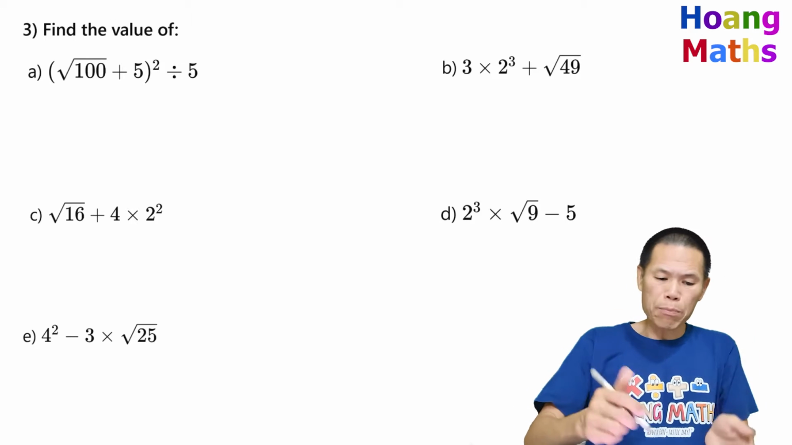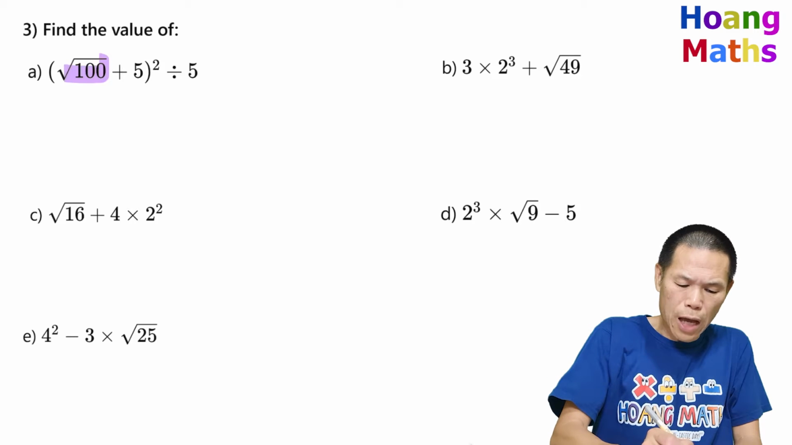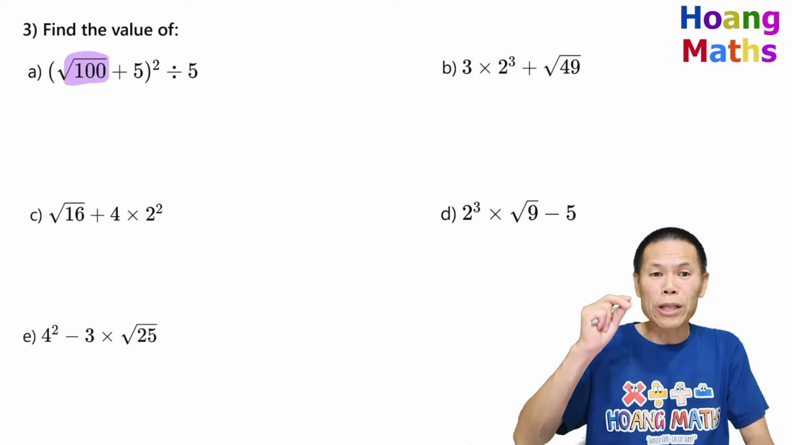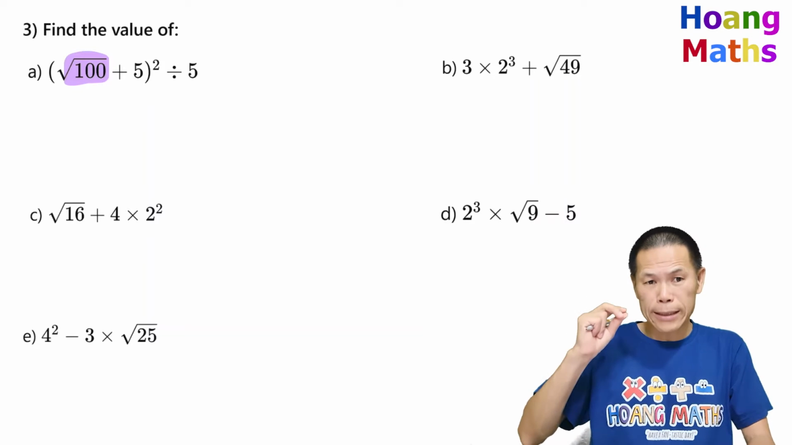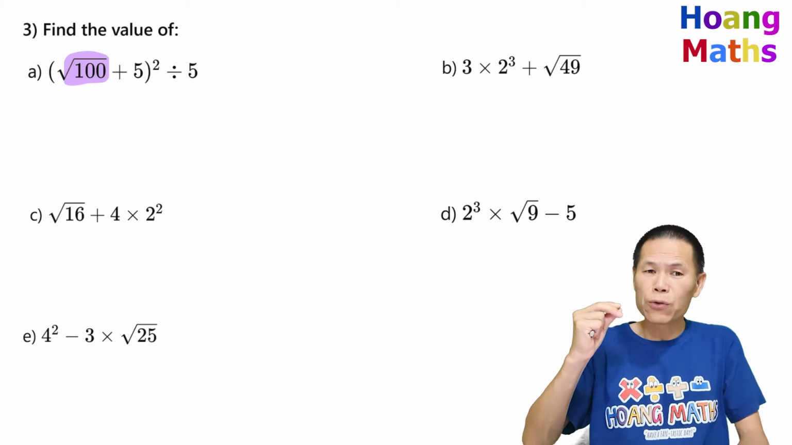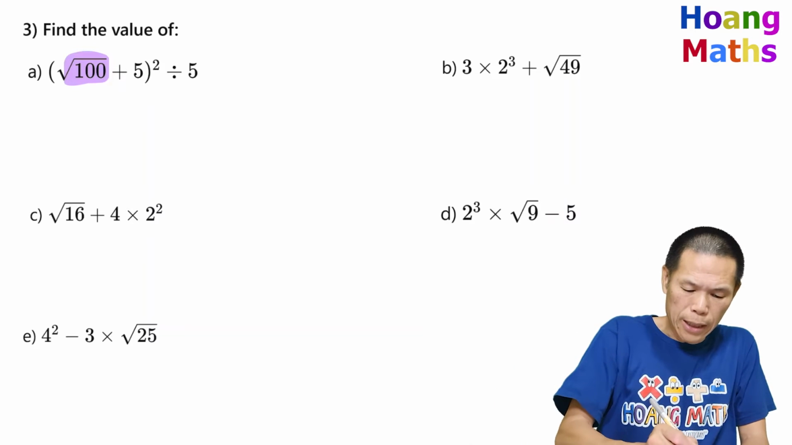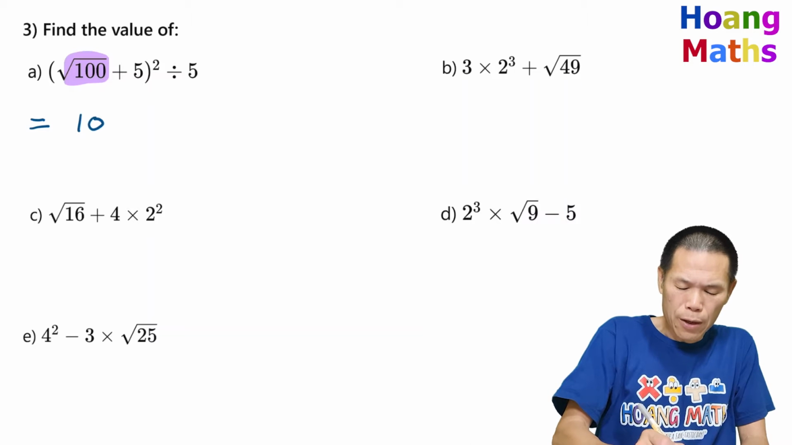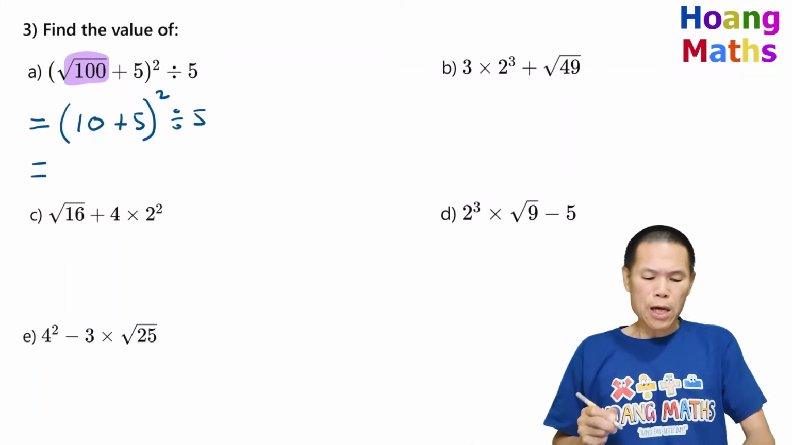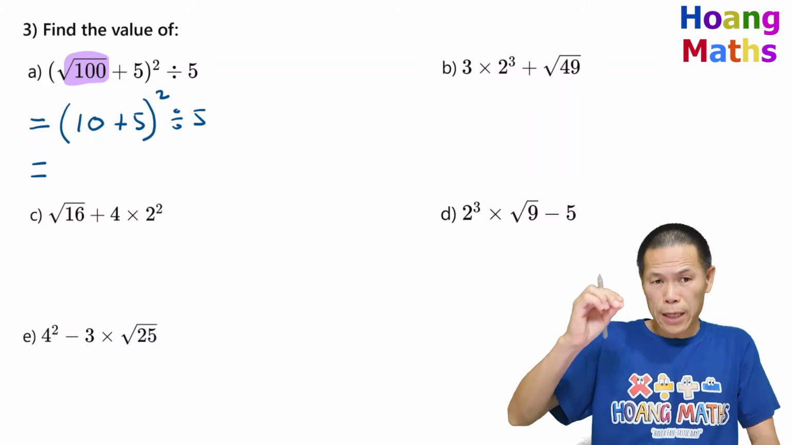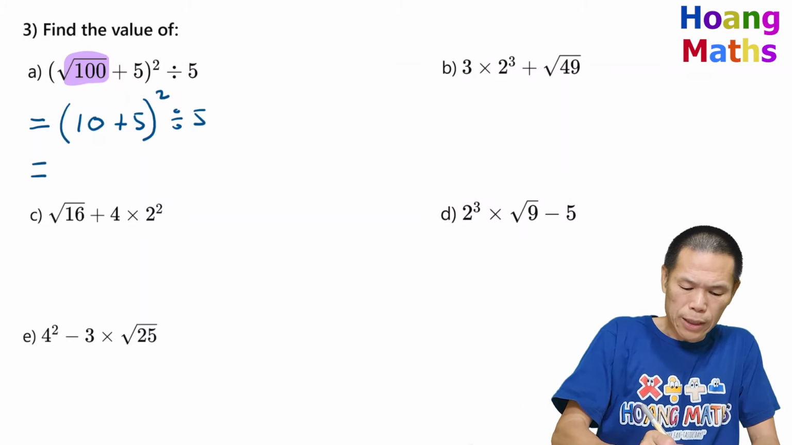To work out inside the brackets, we need to sort out the square root of 100. And we know that the square root of 100 is 10 because 10 times 10 is 100. So therefore, the square root of 100 is equal to 10. So that is equal to 10. We add 5. And then we square it. And we divide it by 5. That will give me, so 10 plus 5 is 15. So let me just write this down, is equal to 15 squared. And then we divide by 5.